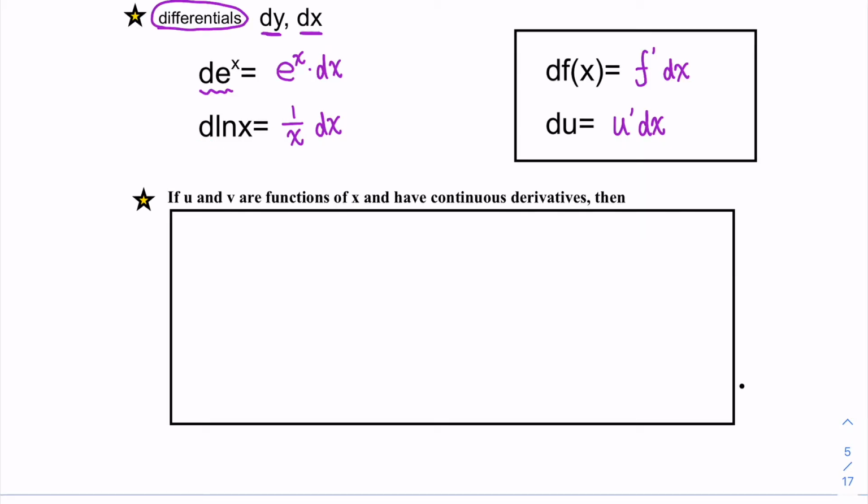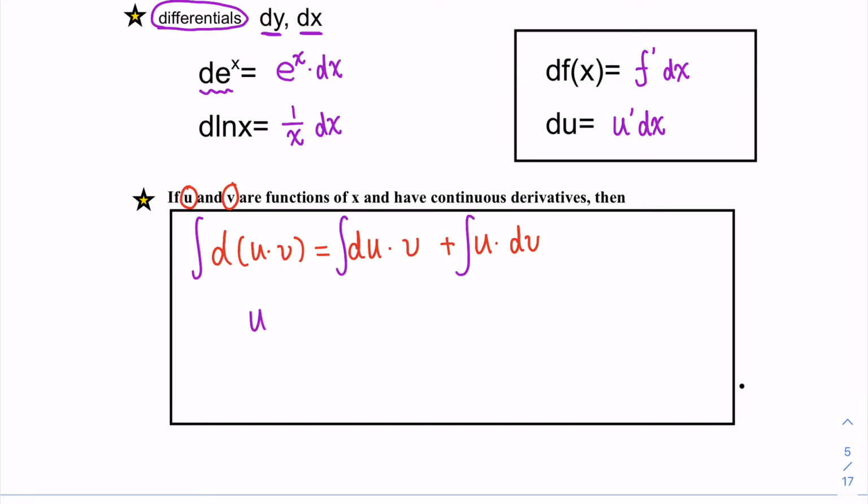Now we are going to use the differentials to prove the integration by parts formula. If u and v are functions of x and have continuous derivatives, when we take the differential of u times v, this will give us the product rule: du times v plus u dv. Now we apply the integral on both sides. So the integral of d(uv) gives us uv, which equals, rewriting it, v du plus u dv.